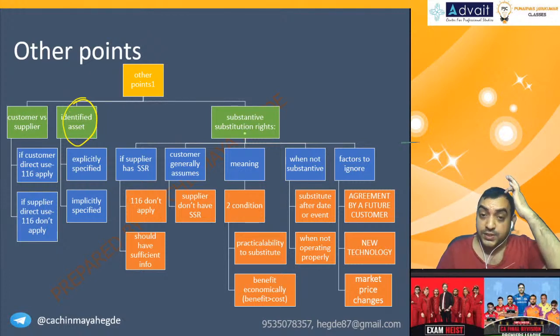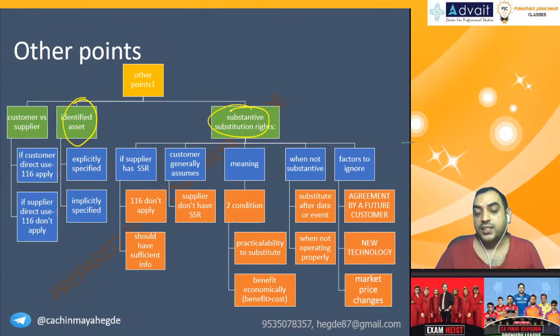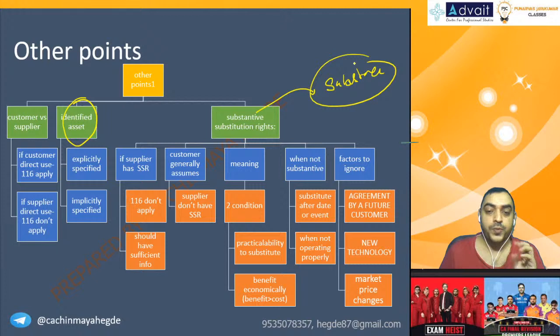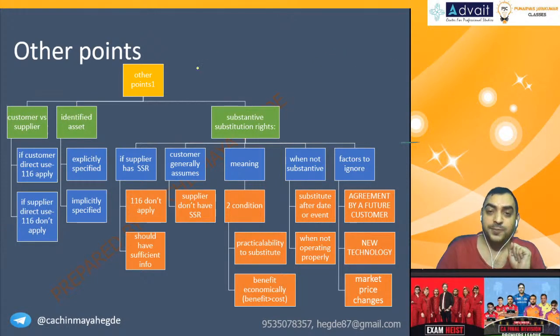Then there is the substantive substitution right. Substantive means we say substance over form. In substance, who is the owner? So points are there, but the point to keep in mind is who is the ultimate controller, not of the asset, but who decides the control of the use of the asset. One example is there from the study material.